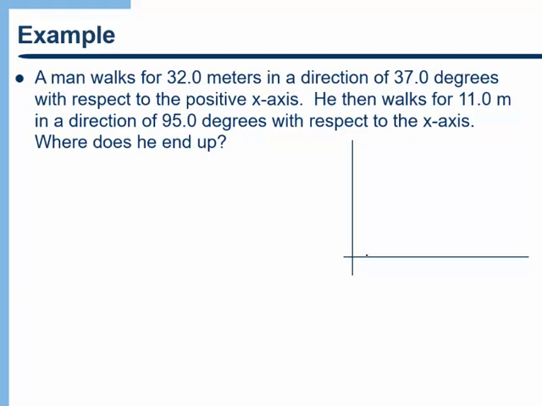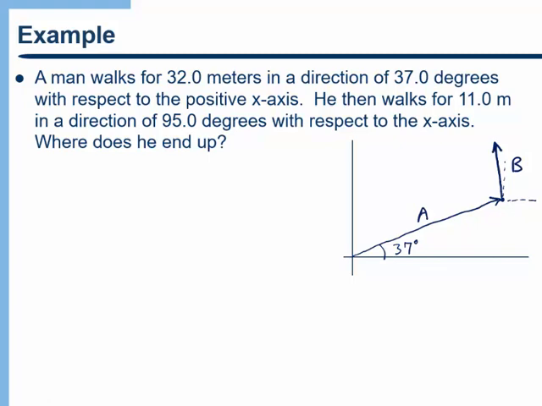First thing I want to do is draw it out so I have a basic idea of what it looks like. So our man walks for 32 meters at an angle of 37 degrees. So that's 37 degrees. And then at this point, he walks at an angle of 95 degrees. So in other words, here's the x-axis. Here's straight up. So 95 degrees would be a little bit like that.